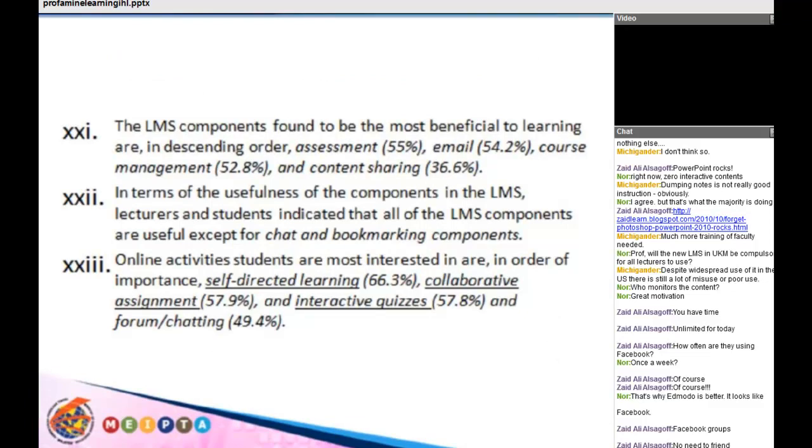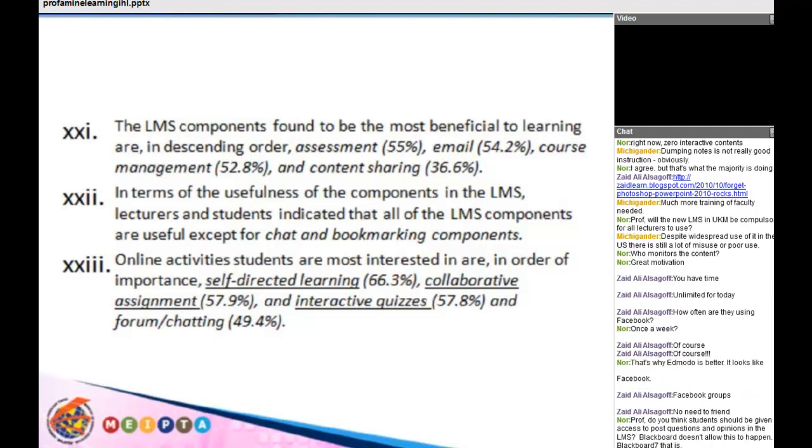We asked the students, and they are interested in self-directed learning activities, collaborative assignments, and interactive quizzes. So I think it is very crucial that you integrate as much doing as possible. You know the proverb: I hear, I forget; I see, I remember; I do, I understand. So it is very important that the environment we create, especially the formal one, the LMS, allows students to say things and do things. Then they will learn more. Otherwise, it will be very mechanical.